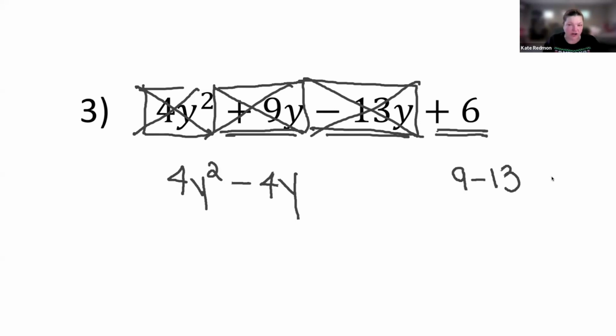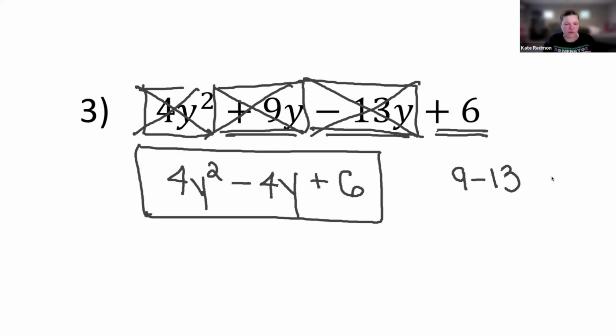And then I have a constant term, a plain old number, and that's my only constant term. And so it will just drop. And that is my final answer, 4y squared minus 4y plus 6.